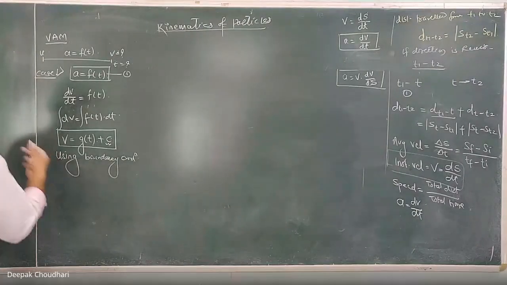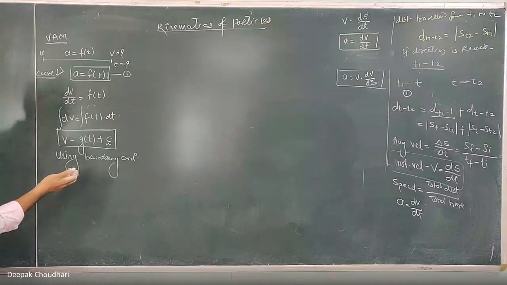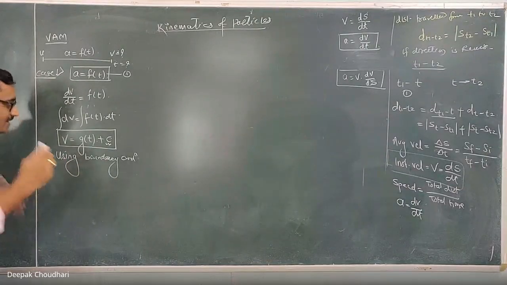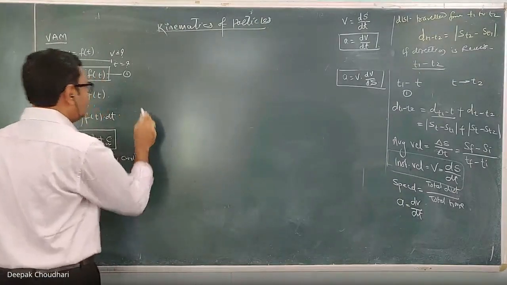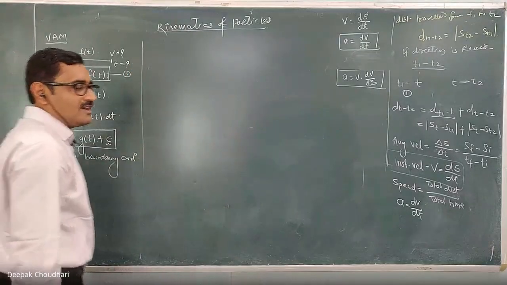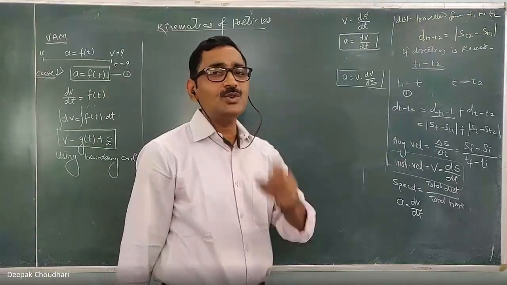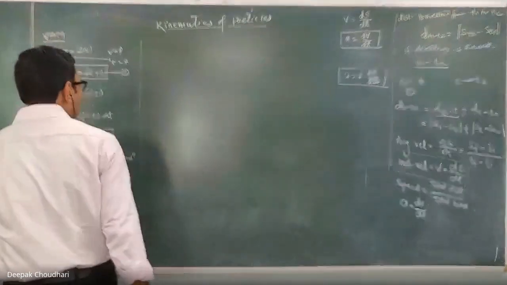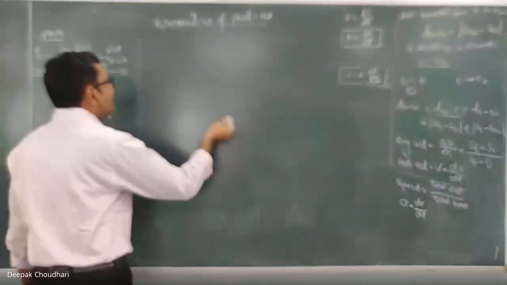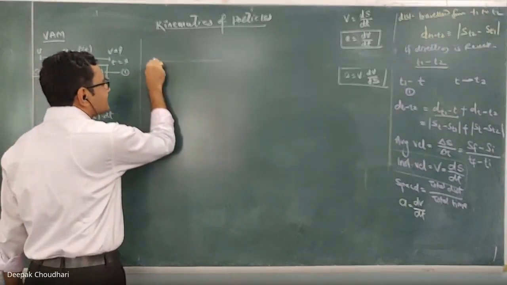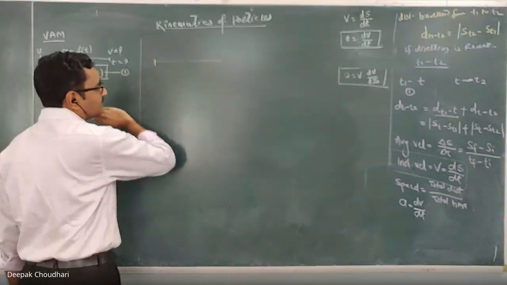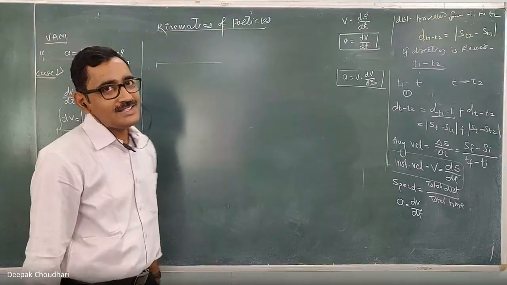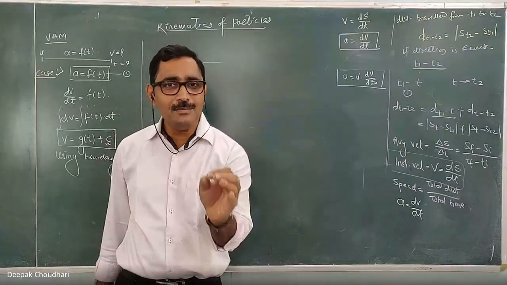Here normally, if boundary conditions are not given, let's assume the boundary condition. Remember, in this variable acceleration motion, if boundary conditions are not given, you have to assume them. What do we assume? In that case you have to always assume that the particle starts from rest.